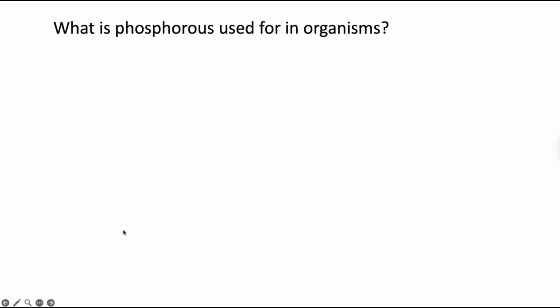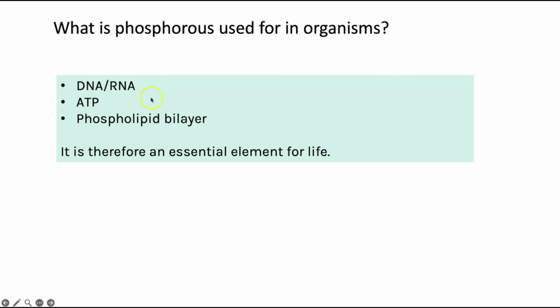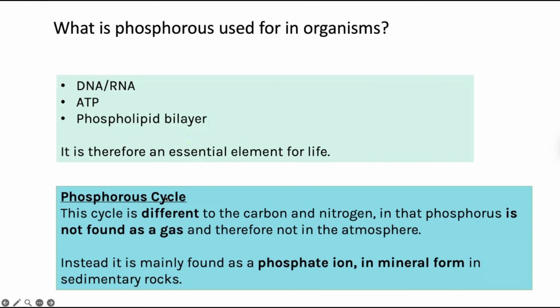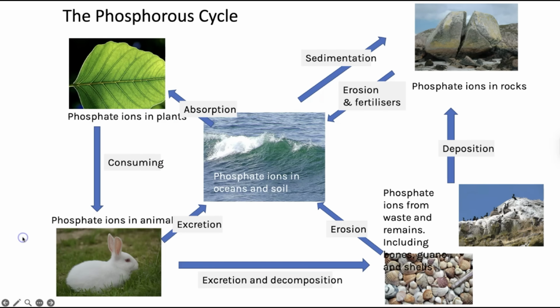So then we have the phosphorus cycle, and phosphorus is really important because it's used to make the phosphate group in DNA, RNA, ATP, and in a phospholipid to make the phospholipid bilayer. And this cycle is quite different to other ones because there isn't a stage where you have it as a gas in the atmosphere. And instead you mainly have it stored in phosphate ions in a mineral form in rocks. So here's the phosphorus cycle.